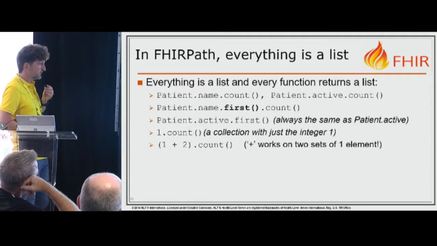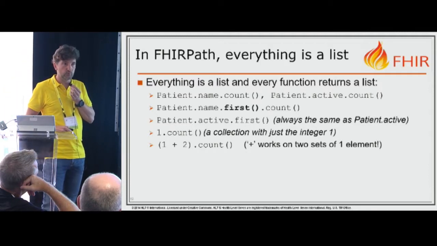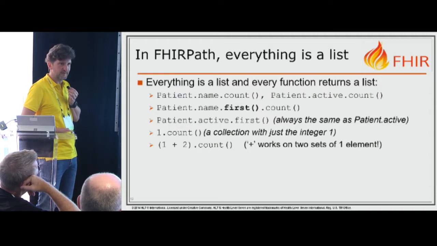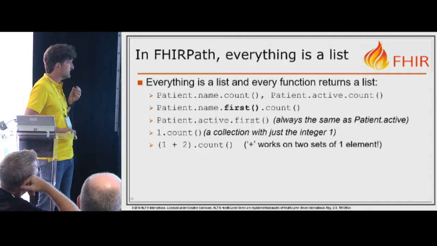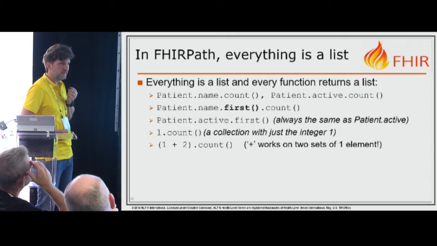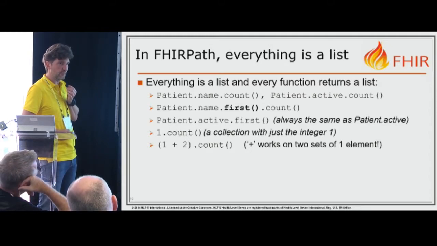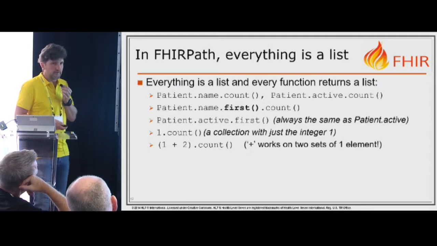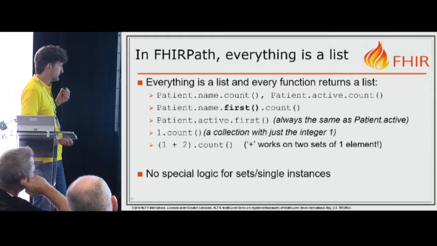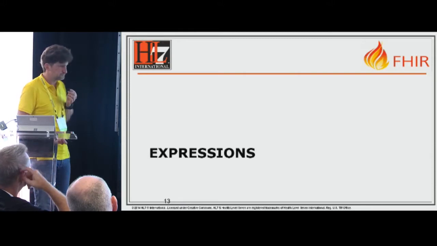But 1 plus 2, the plus operator in FHIRPath, surprisingly works on lists. It expects a list of numbers on the left-hand side and a list of numbers on the right-hand side, and does a plus. In fact, if you look at the plus operator, it demands that it would only accept a list of one element on the left-hand side and a list of one element on the right-hand side. If you have multiple, it would throw an exception. So internally in FHIRPath, logically at least, everything is a list. No special logic for sets or single instances.